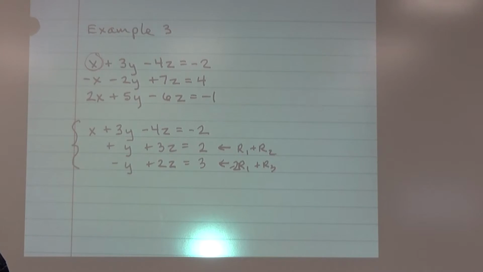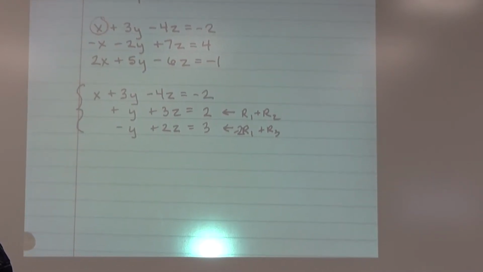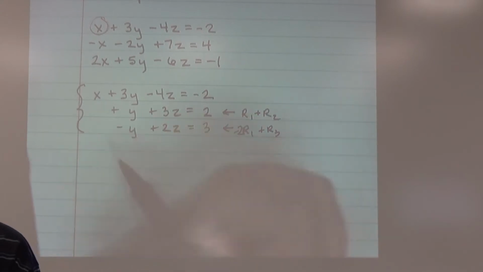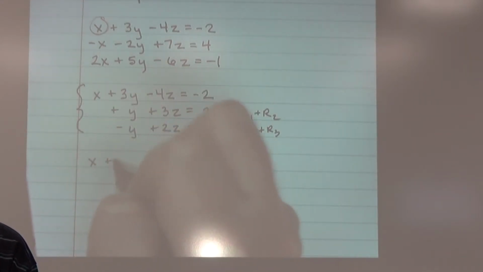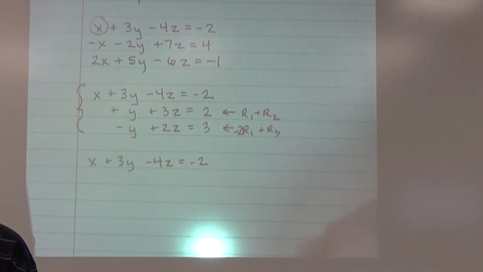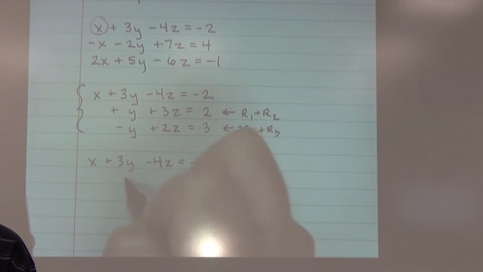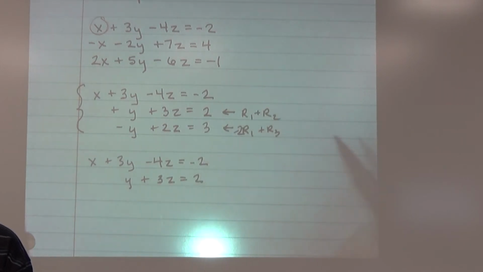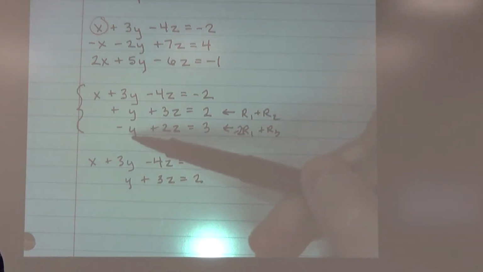All right, so the x's are taken care of. We got the first one to start with x, and x is eliminated below that. Now we move on to the y's. The second equation needs to start with y. Yay, it already does. And then we need to eliminate the y below it. So the first equation is fine. We'll rewrite it. The second equation starts with y, so it's fine. We'll rewrite it.